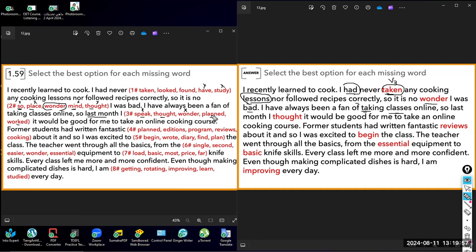And even plan, guys, if you want to say, for example, I'm planning to visit my sister, notice that I have to use "to" after plan, and here I don't have it, so it's not plan. So I have to say, last month I thought, which is the simple past of think.